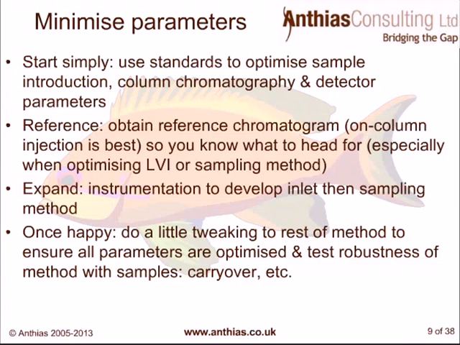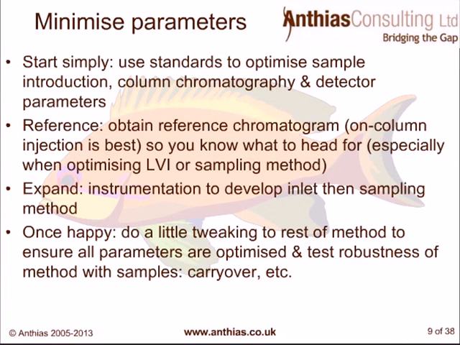So first of all, start simply. Try and obtain standards of at least some of your compounds, from the front end of your chromatogram, the most volatile compounds, and the least volatile compounds, and then something in between as well. So try to obtain a standard to optimize your sample introduction, your column chromatography, and your detector parameters. A very good way to do it is to obtain a reference chromatogram. An on-column injection is by far the best, because if you do an on-column injection, you're ignoring the sample introduction, and if it's a standard, you can be ignoring the sample preparation as well. So that means that you've just got the components that you want to be analysing.